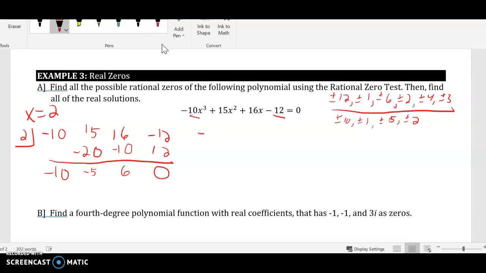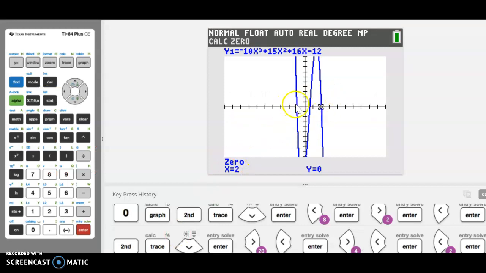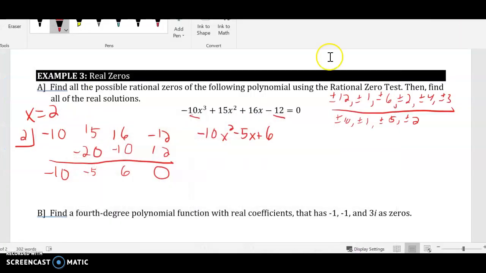So what do I got? I got -10x squared minus 5x plus 6. I'm going to venture a guess that this doesn't factor by the idea that these are ugly decimals. So it's not probably going to be factored. So I'm going to use my quadratic formula.